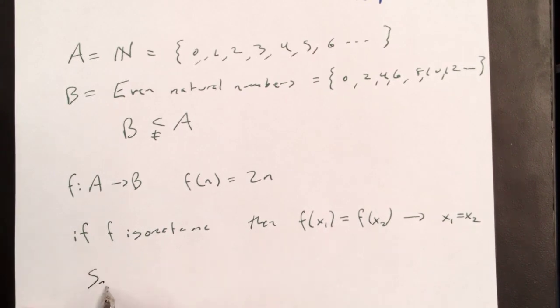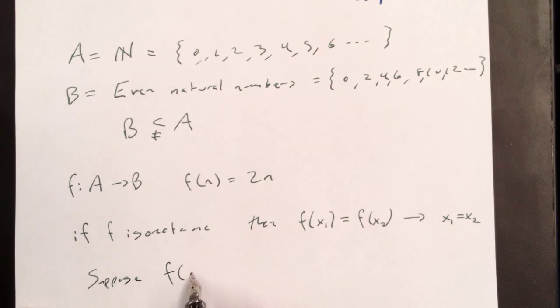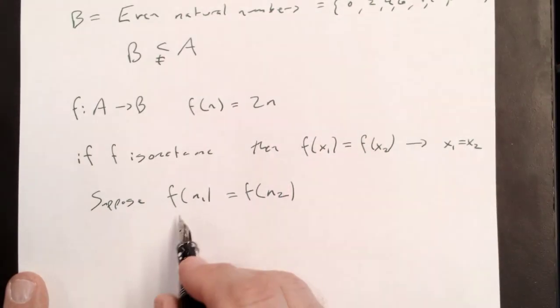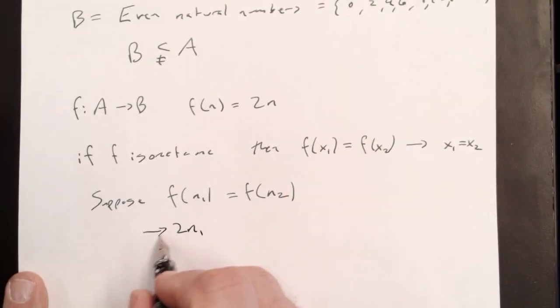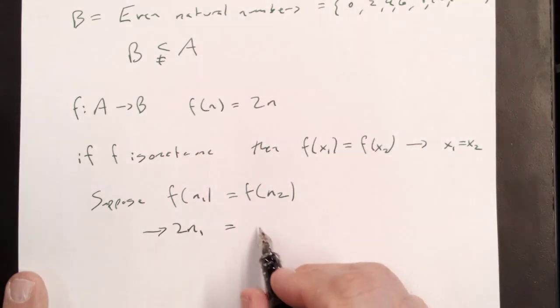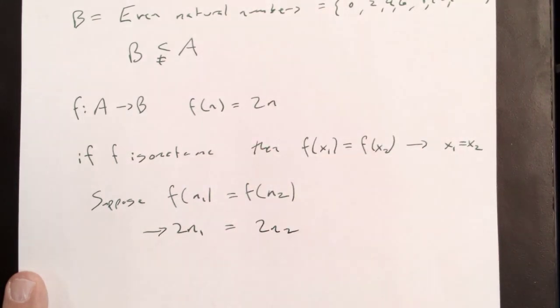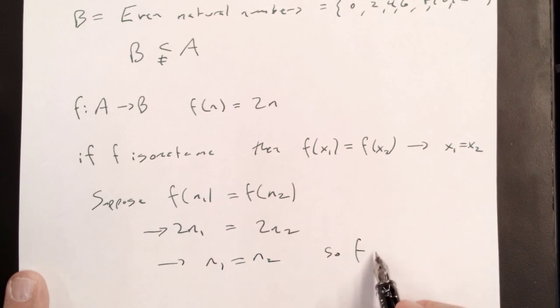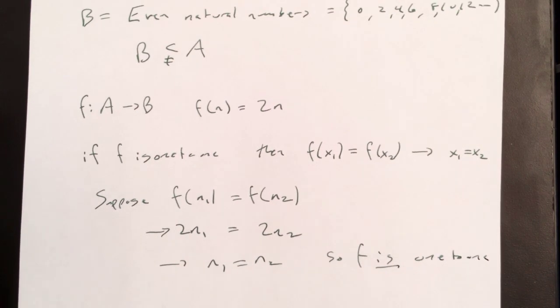Suppose f of n1 equals f of n2. Suppose we have two numbers with the same output. Well, the definition of this function says that f of n1 is 2n1, and f of n2 is 2n2. I'm allowed to divide by 2, aren't I? This function absolutely is one-to-one.